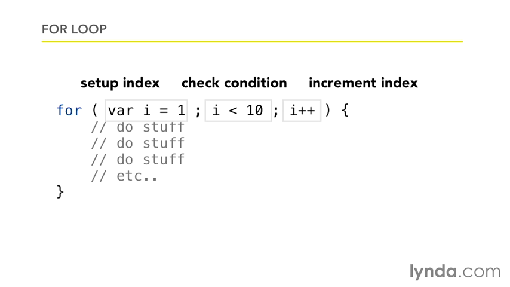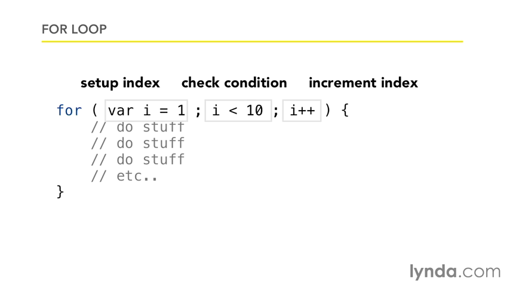The first time we hit this loop, we'll create a variable called i, set it equal to 1. Then we'll check to see if it's less than 10. It is. We will jump into the loop, we'll execute all the lines in the body of the loop. When we hit the closing curly brace, we'll increment the index, we'll check the condition again, and we'll keep on looping until that condition is no longer true.